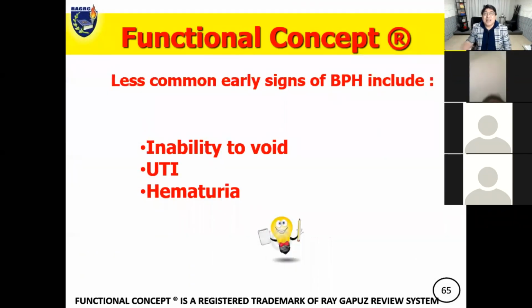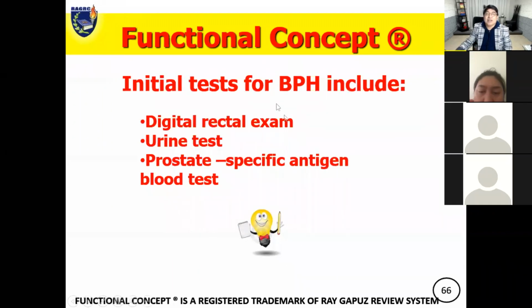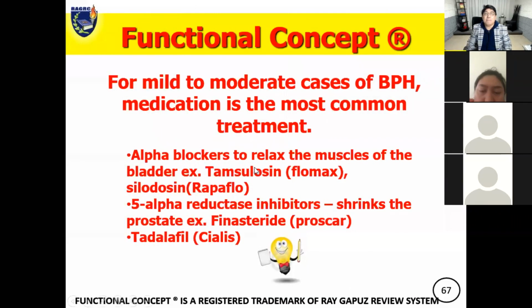Okay. So less common early signs of BPH include inability to void, UTI, and hematuria. These are less common. Once again, less common, and they may occur late, okay? Now, the initial tests for BPH include your digital rectal exam, urine test, and your prostate-specific antigen blood test.